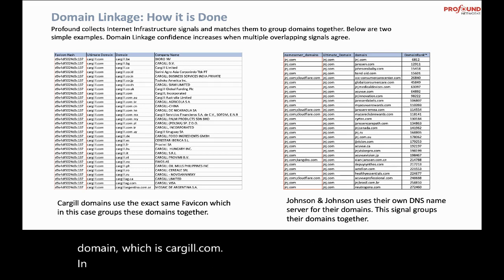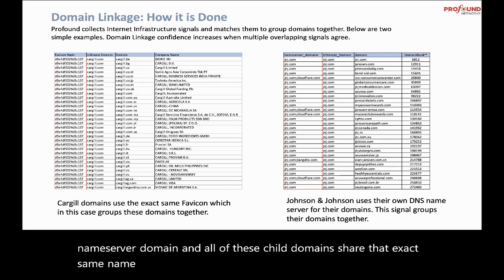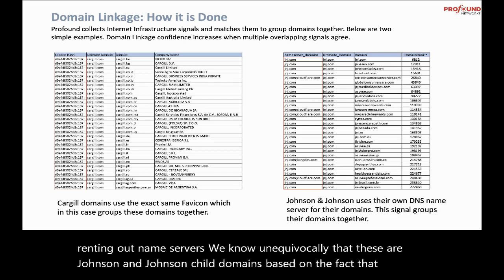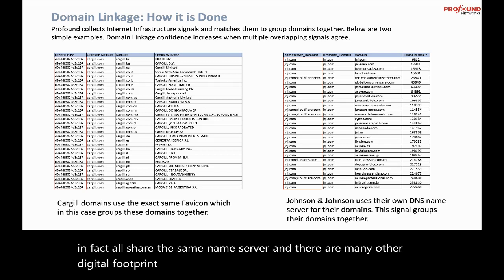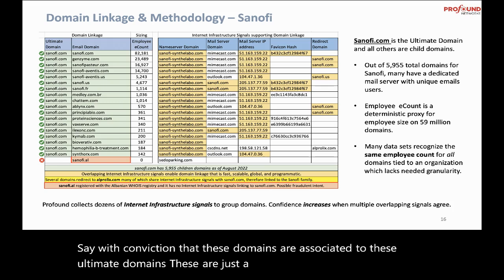In the other example, you can see jnj.com is a name server domain, and all of these child domains share that exact same name server. Johnson & Johnson is not in the business of renting out name servers. We know unequivocally that these are Johnson & Johnson child domains based on the fact that they do in fact all share the same name server. And there are many other digital footprint attributes that are factored in before we say with conviction that these domains are associated to these ultimate domains. These are just a few examples.